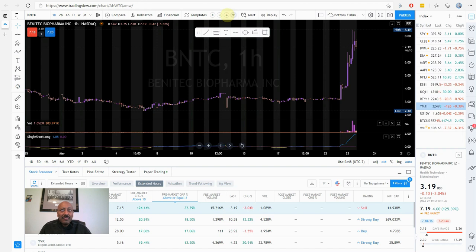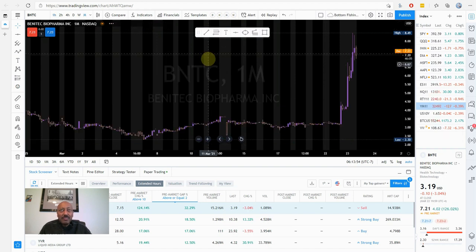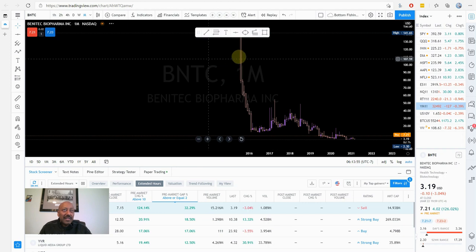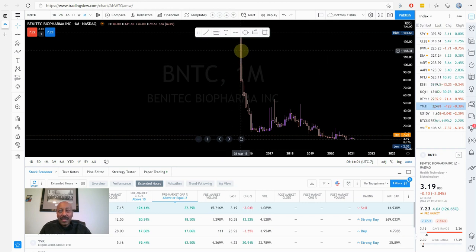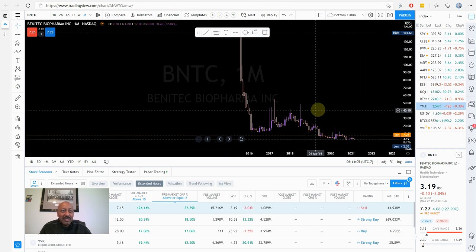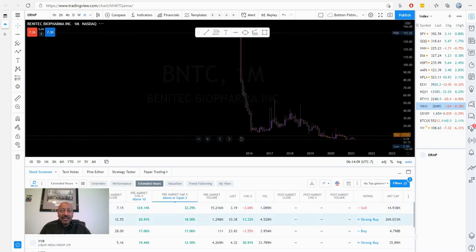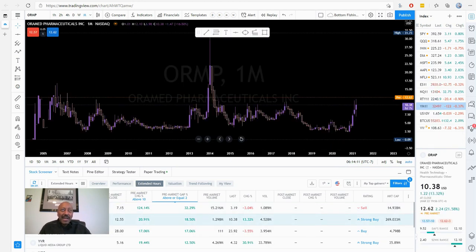I look at the monthly. What is the monthly telling me for this chart? Since it started here in 2015, it has been nothing but a downward movement. So I'm not interested in this company. It could be turning around, it could be a good sign, but I have less interest in it.